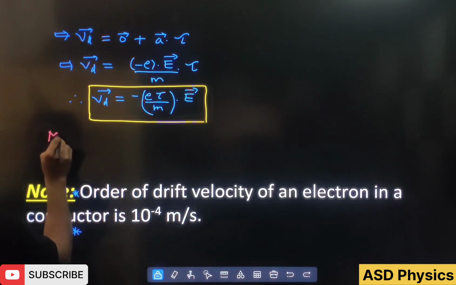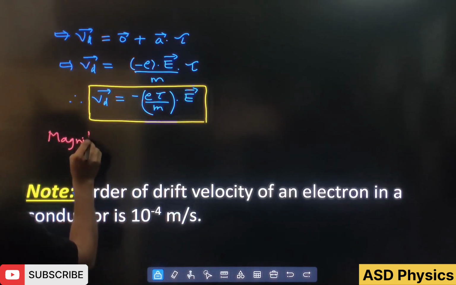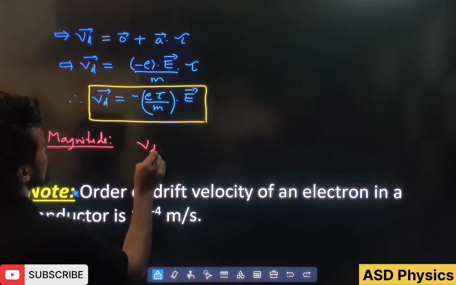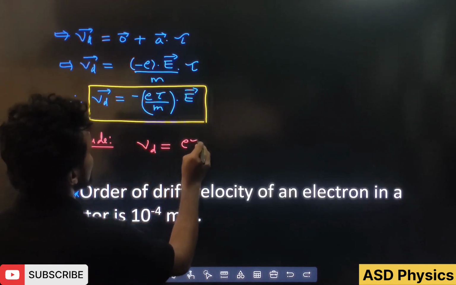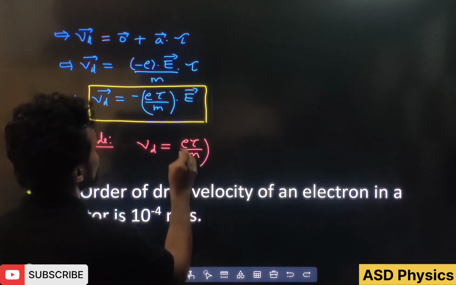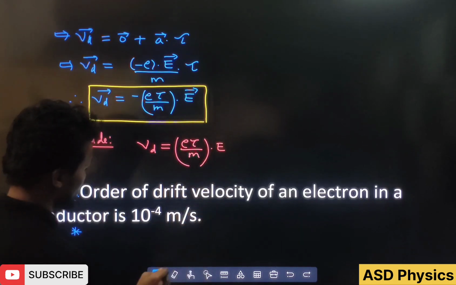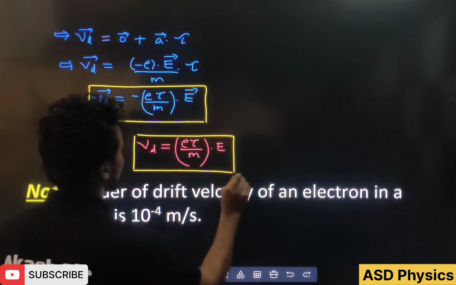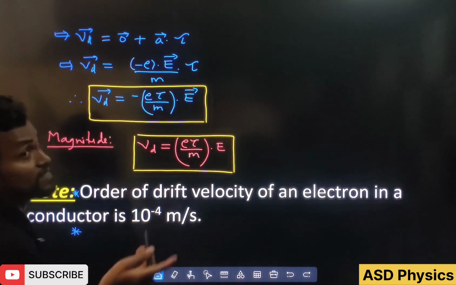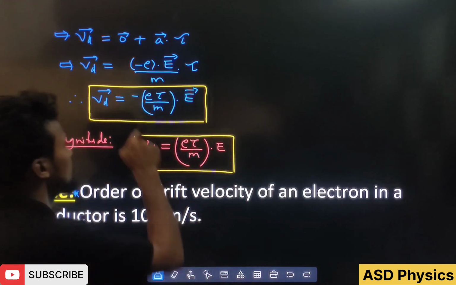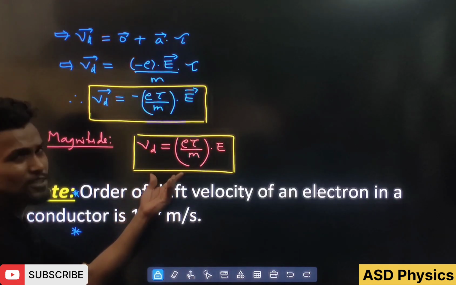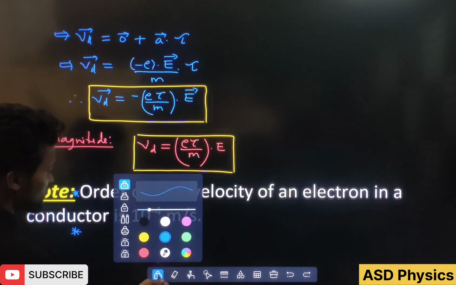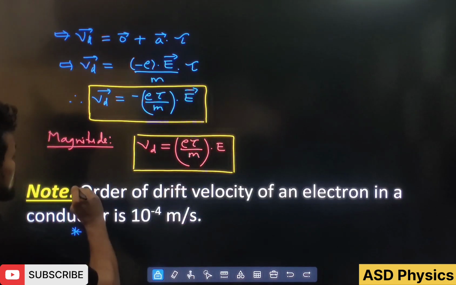Okay, after that, if I talk about the magnitude, now this is a vector form, but if I talk about the magnitude, this magnitude is given by Vd equal to e tau by m into E. Okay, there is no vector sign, no minus sign and all that here. Remember that. The vector sign tells that the drift velocity is in the opposite direction of the electric field because the minus sign is there. But the magnitude means no vector and all that.